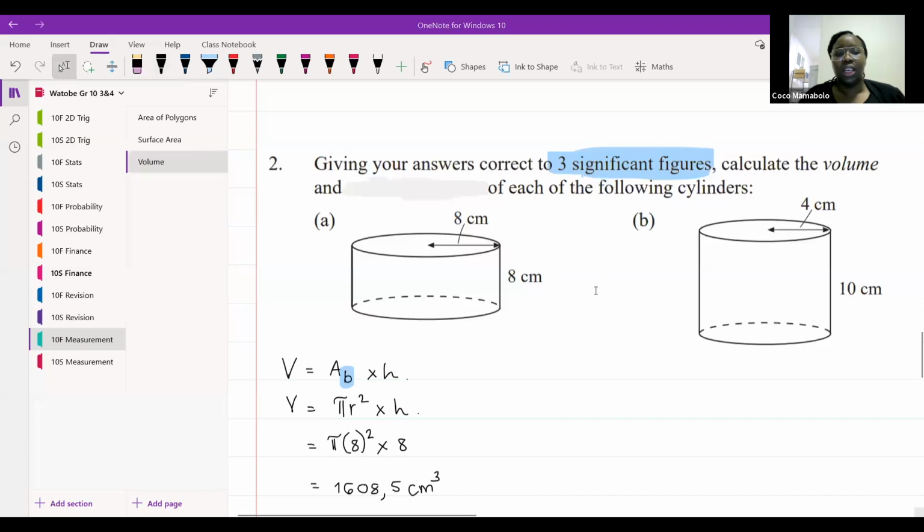I want you guys to try this next one that they've given us. Just as easily, the volume is equal to the area of the base, which is also a circle, multiplied by the height. We're going to do the exact same thing. We know that our base is a circle, so we're going to have pi times radius squared multiplied by height.